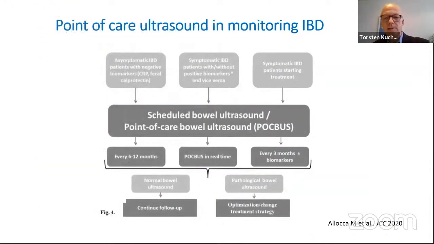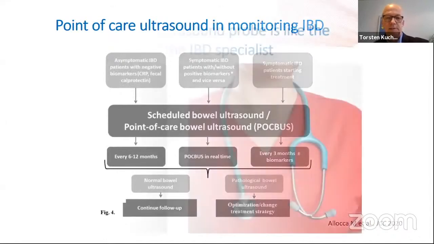IBD. And this is at the end a nice algorithm provided by Maaser and colleagues, who have shown that point of care ultrasonography might be a very nice feature to monitor patients with IBD. In asymptomatic IBD patients, symptomatic IBD patients without positive biomarkers, or symptomatic IBD patients starting treatment, using scheduled bowel ultrasonography with point of care ultrasound and evaluation of the bowel wall in different intervals might be helpful. And if the bowel ultrasound is normal, you can continue to follow up. If it's pathological, you can optimize and change your treatment accordingly. And this is very helpful, and you don't always need to do a complete intestinal ultrasound.